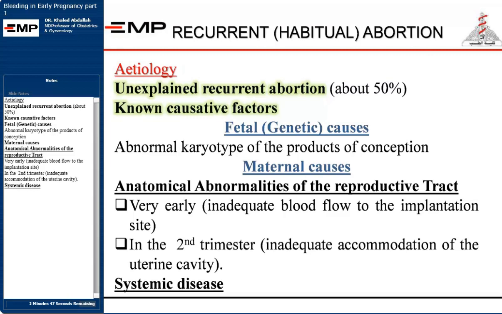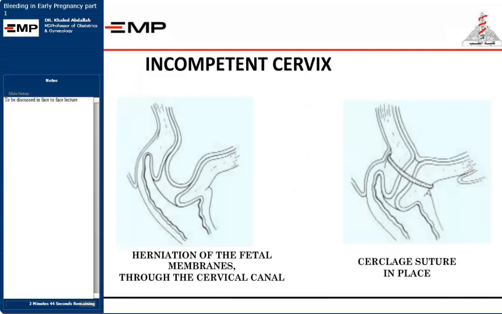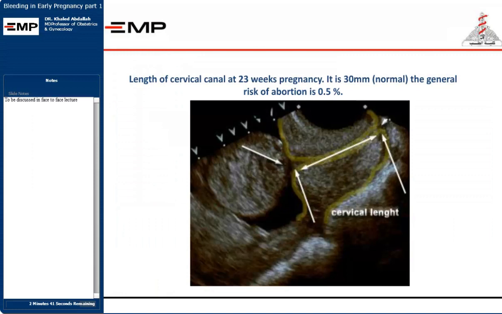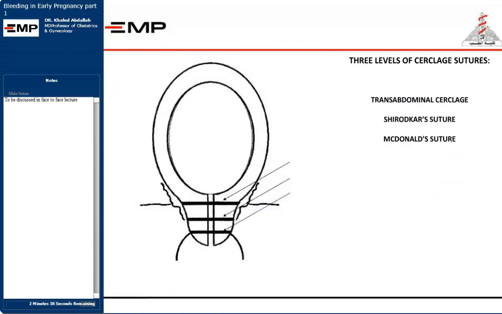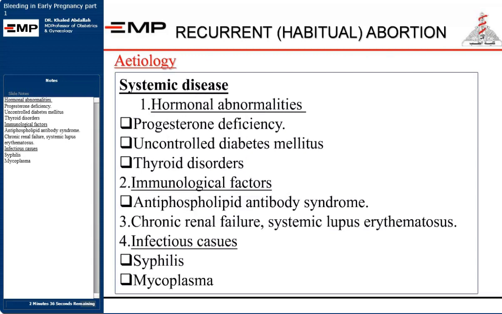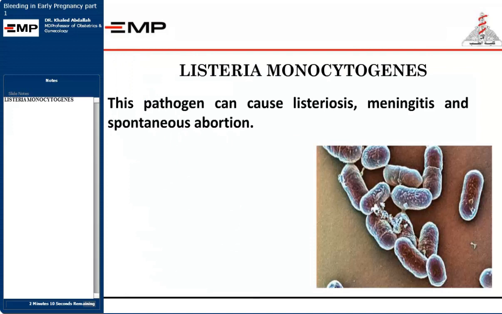Systemic disease. To be discussed in face-to-face lecture. Hormonal abnormalities: progesterone deficiency, uncontrolled diabetes mellitus, thyroid disorders. Immunological factors: antiphospholipid antibody syndrome, chronic renal failure, systemic lupus erythematosus. Infectious causes: syphilis, Mycoplasma, Listeria monocytogenes.